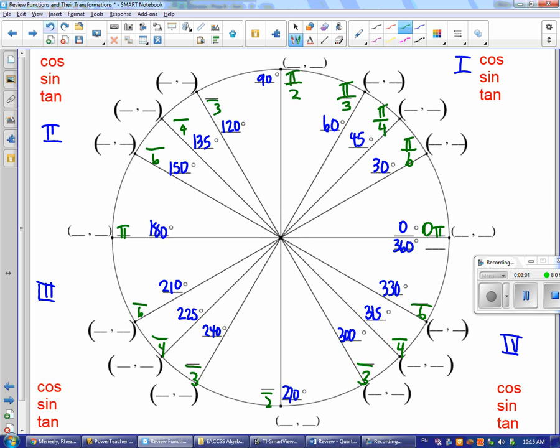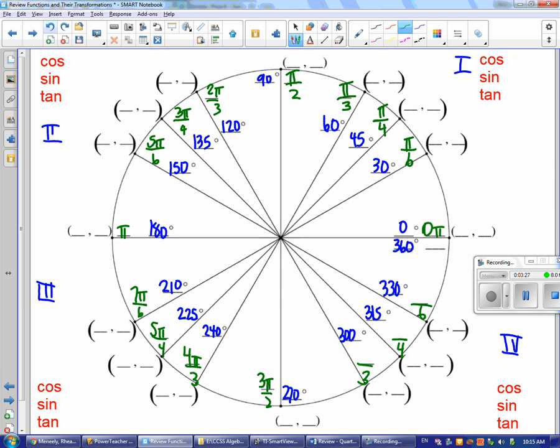In quadrant 2, all of my numerators are going to be 1 less than the denominator. So this is going to be a 2 pi over 3. This will be 3 pi over 4. This is going to be 5 pi over 6. And then I have got my pi. In quadrant 3, everything's going to be 1 more. So this is going to be 7 pi over 6, 5 pi over 4, and 4 pi over 3. And then in this one, this will be 3 pi over 2, sorry.